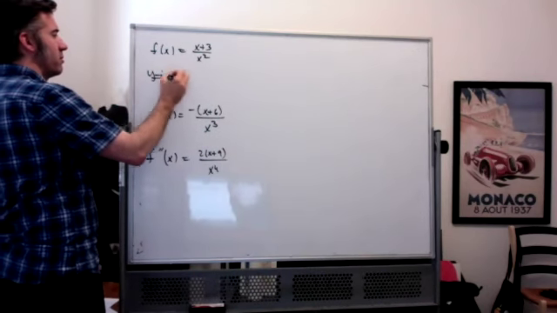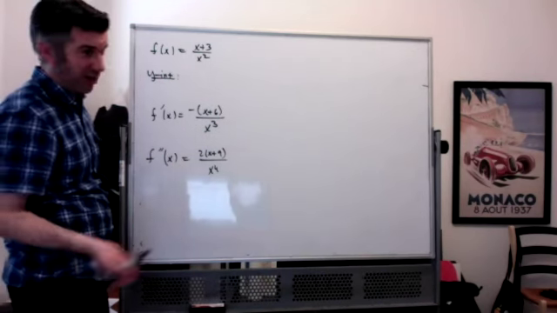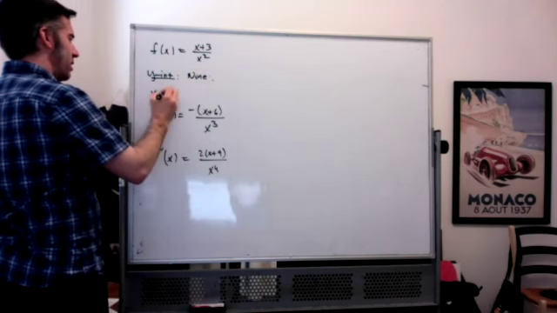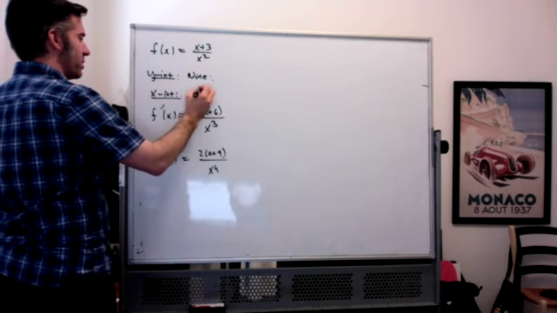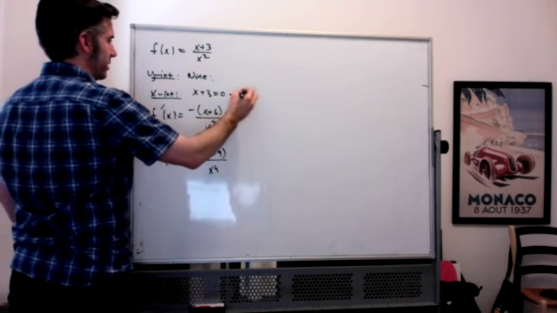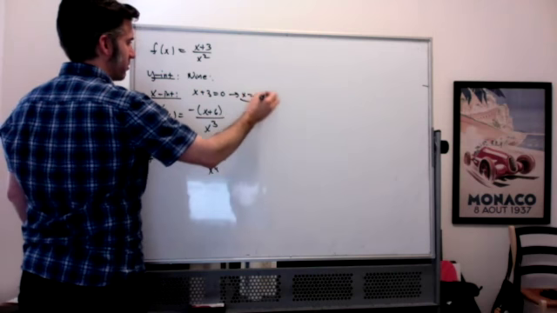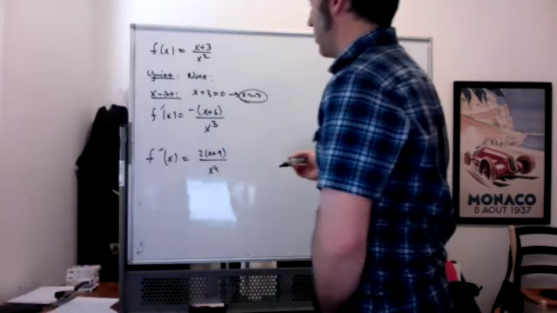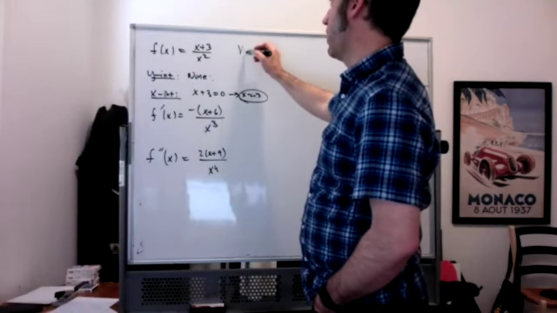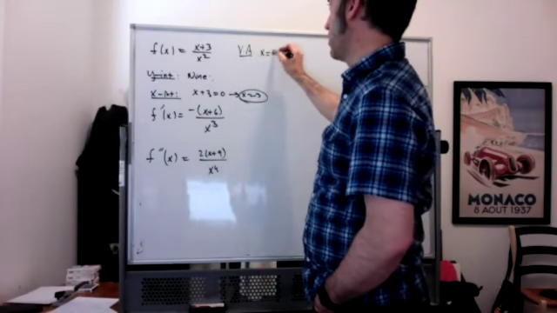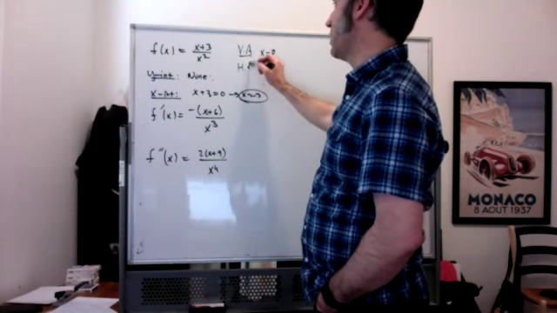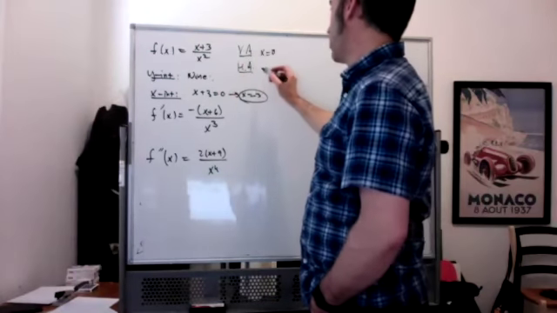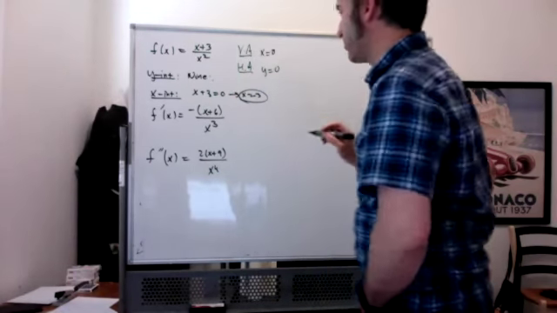Y-intercept, there isn't one because you can't plug in 0. X-intercept, set the top equal to 0, and you get x equals -3. Vertical and horizontal asymptotes. You definitely have a vertical asymptote at x equals 0. You also have a horizontal asymptote. Since the degree on top is less than the degree on the bottom, the horizontal asymptote is 0 as well.